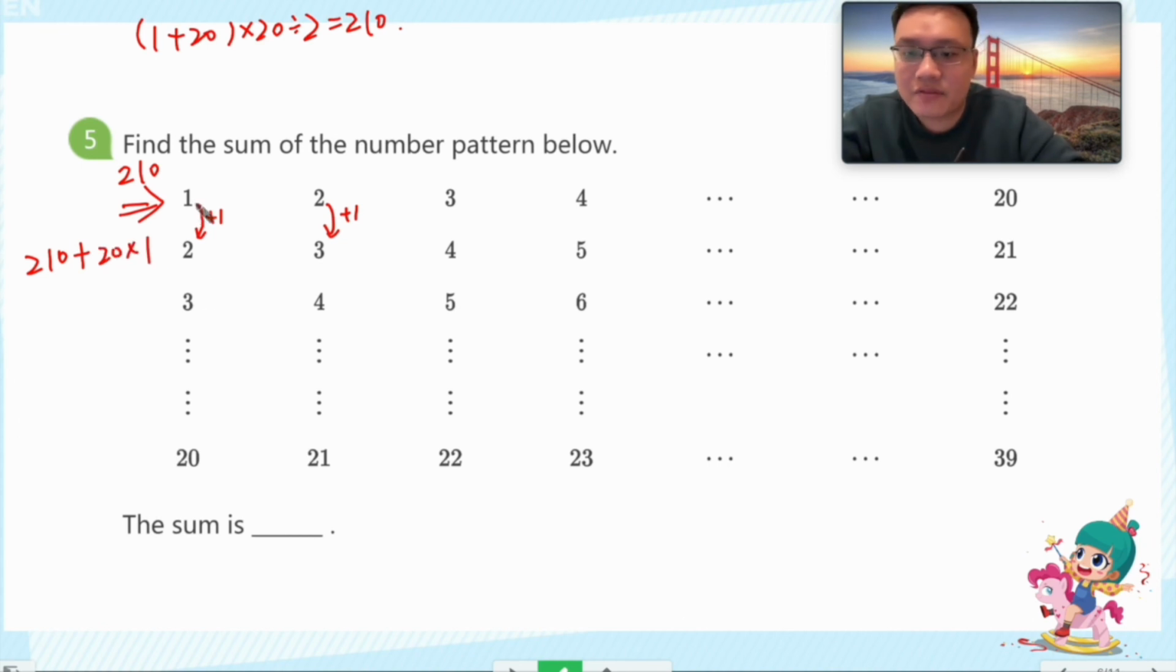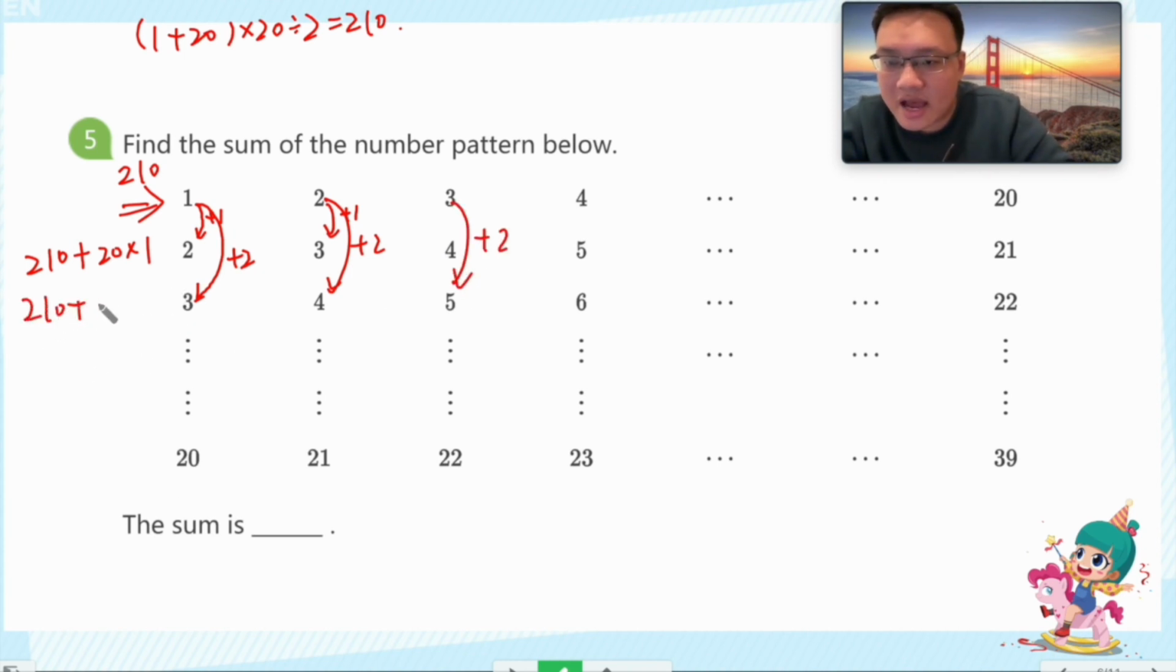And then if you compare the first row and the third row, okay? Every number is 2 more than the first row, right? So what's the sum of this row? That'll be 210 plus 20, because you've got 20 numbers, and every number has 2 more in value. So it's 20 times 2.